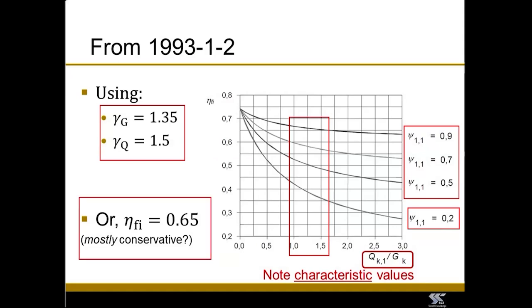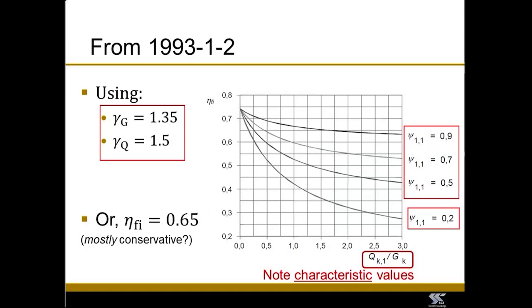alternatively, the Eurocode says you can immediately take the value of 0.65. Well, I don't know what to think about that really. 0.65 is somewhere up here. I suppose we would say it's quite conservative in most cases, although not conservative in all cases. If you had a ratio somewhere down here somewhere, depending on your type of floor load, then it's maybe not quite conservative, but for most things it would be conservative. Personally, I wouldn't do it.